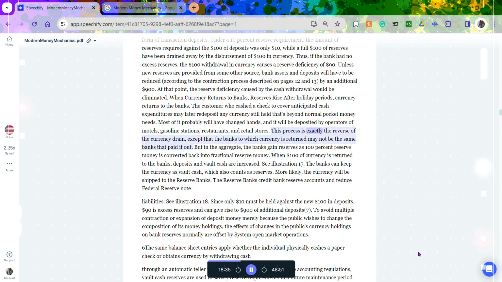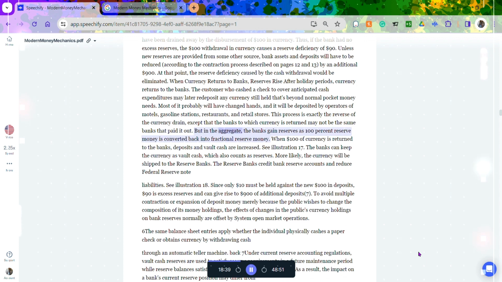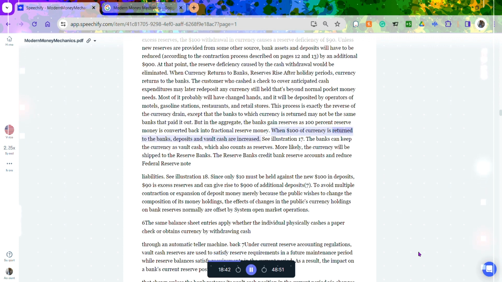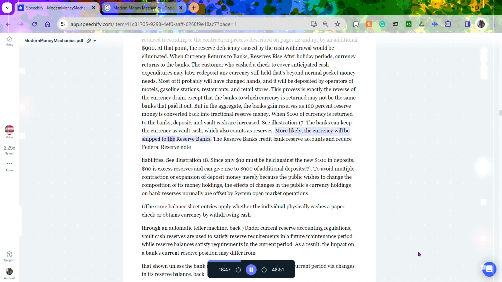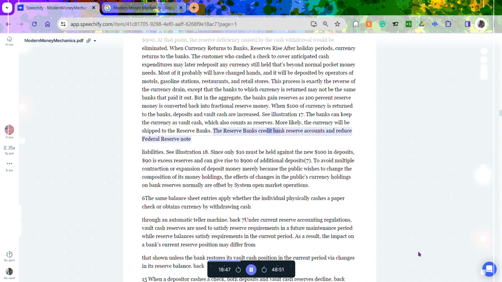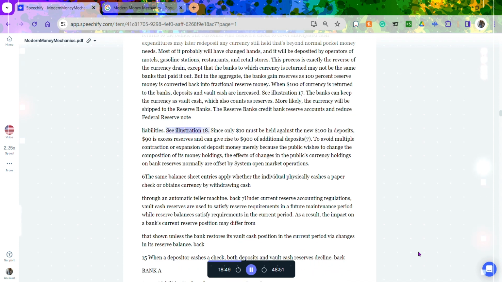This process is exactly the reverse of the currency drain, except that the banks to which currency is returned may not be the same banks that paid it out. But in the aggregate, the banks gain reserves as 100% reserve money is converted back into fractional reserve money. When $100 of currency is returned to the banks, deposits and vault cash are increased. See illustration 17. The banks can keep the currency as vault cash, which also counts as reserves. More likely, the currency will be shipped to the reserve banks. The reserve banks credit bank reserve accounts and reduce Federal Reserve note liabilities. See illustration 18.